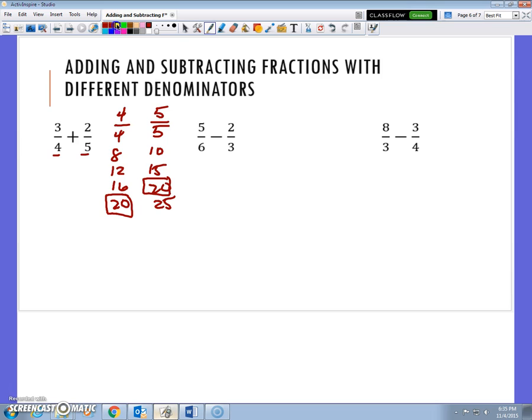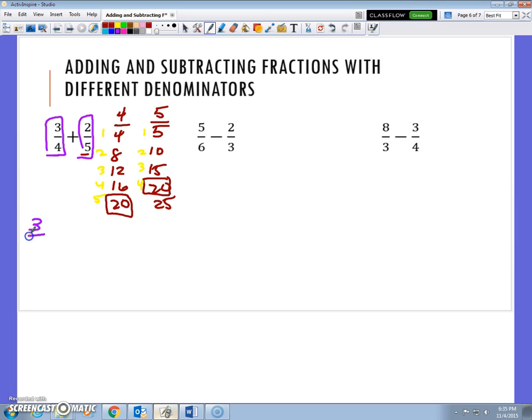And so what I need to do is label and make sure I get the right multiple number. That's the 5th one for the 4, and for the 5, it's the 4th one. So what I need to do is approach this problem. I'm going to change the 3/4 and the 2/5 into different fractions with the same denominators.